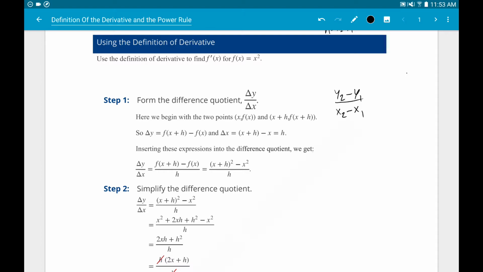Now, again, they're not going to use the terminology y sub 2 and y sub 1. Here we begin with 2 points, x comma f of x. Let's imagine a graph here. Say right here you have x comma f of x, if you will. And then another point, x plus h comma f of x plus h. So let's say it's up here. The distance between these 2 points is literally h.